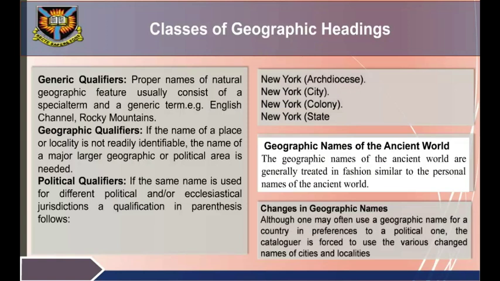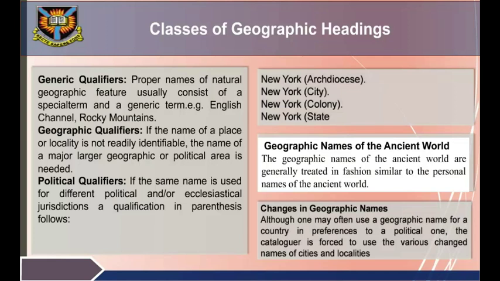Geographic qualifiers. If the name of the place or locality is not readily identifiable, the name of a major, larger geographic or political area is needed. Political qualifiers. If the same name is used for different political and/or ecclesiastical jurisdictions, a qualification in parentheses follows. New York Archdiocese, New York City, New York Colony, New York State. Geographic names of the ancient world.